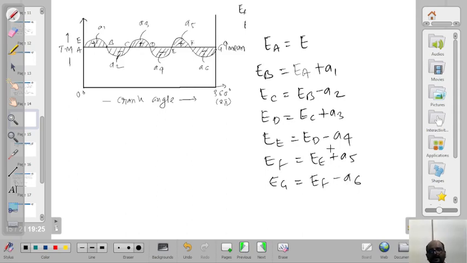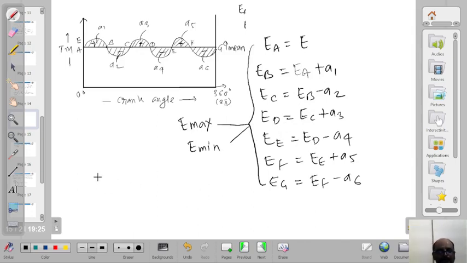And see, once we have done this, we have to find out among these at which point we are getting the maximum and minimum energy. E max at which point we are getting, and E minimum where we are getting. How will you do that? See, in place of Eb you have to put Ea, and Ea, you know, that is E, right? In place of Eb, Ea plus A1 you have to put. Like this you have to find the maximum energy and minimum energy. From these points, once you get maximum and minimum value, then we can easily calculate the fluctuation of energy.